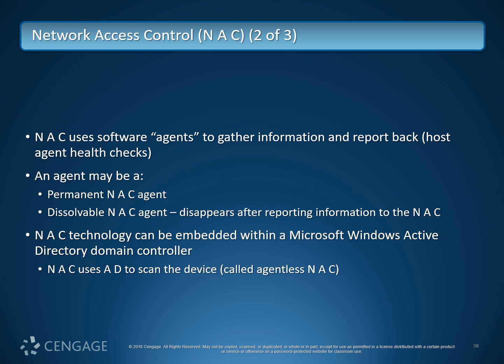NAC will use software agents to gather information and report back. Agents may be either permanent or dissolvable. Dissolvable agents will disappear after reporting information, so they're temporary. NAC technology can be embedded within a Microsoft Windows AD controller. NAC will then use the AD to scan the device. This is called agentless NAC because it's using Active Directory materials in order to perform the scan.